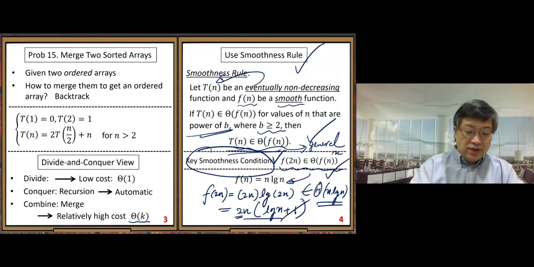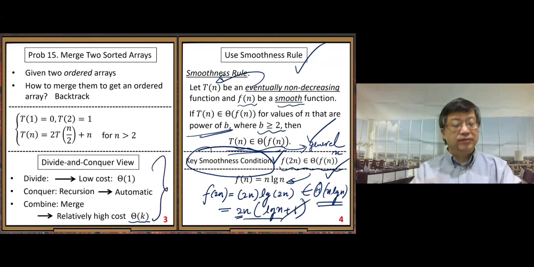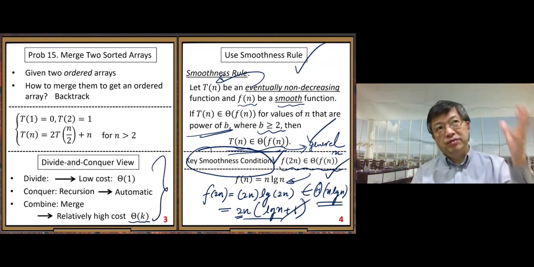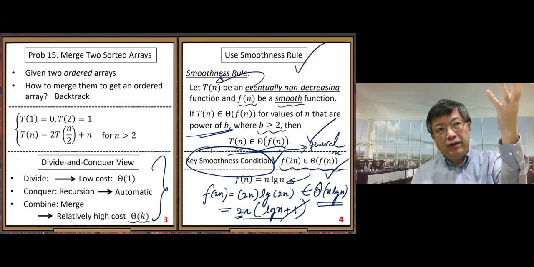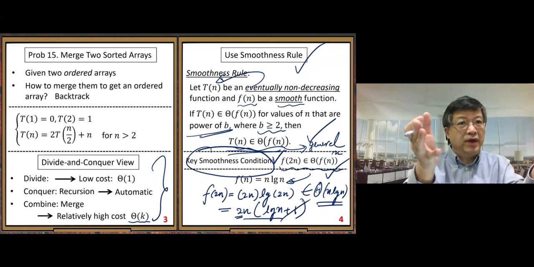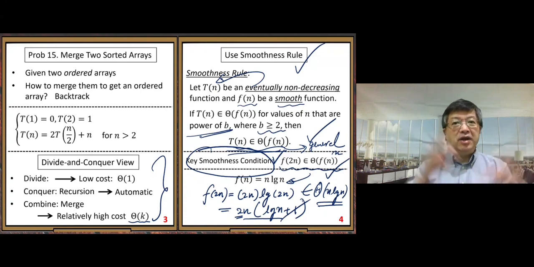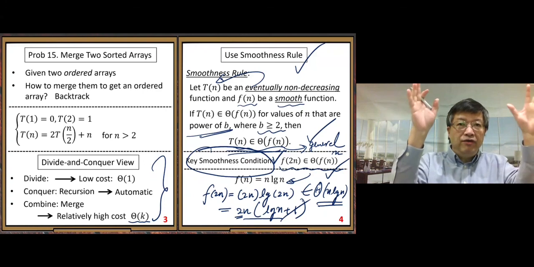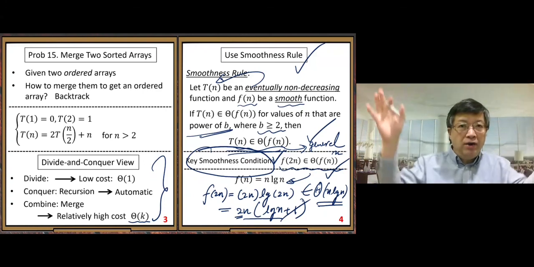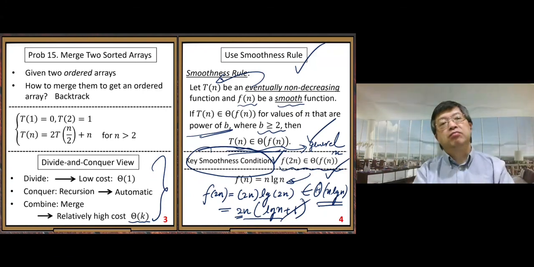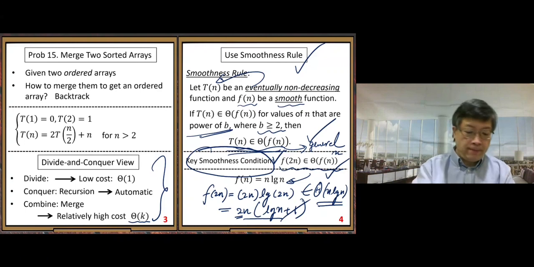So if you look at merge sort from the divide and conquer point of view, you get these kinds of properties. All right, let me stop here and finish the whole part D of this module 4.